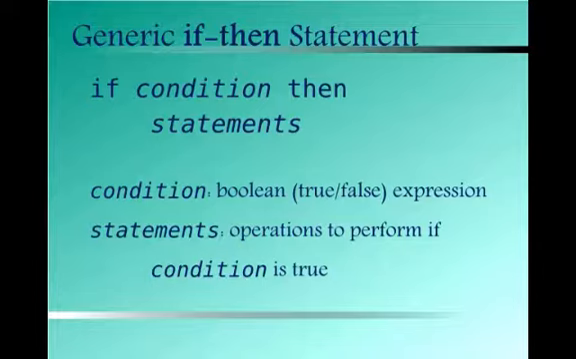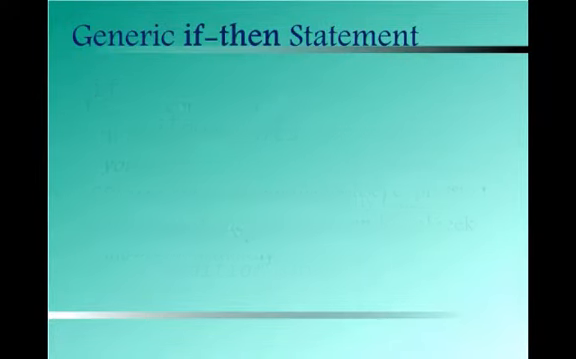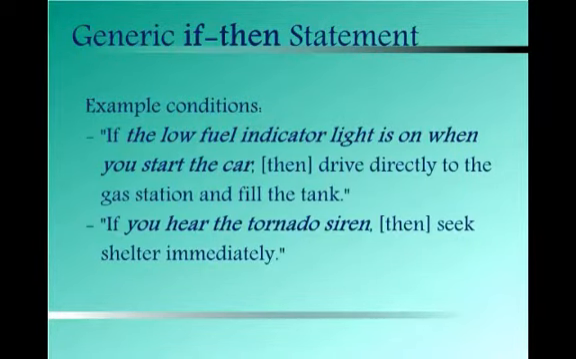Condition is a Boolean expression. In other words, one which is either true or false. In the examples just given, the conditions were the low fuel indicator light is on when you start the car, and you hear the tornado siren. Each of these is either true or false at the relevant moments in time. The statements following then are the operations to be performed if the condition is true. Note that neither example actually includes the word then, but both of them have an implicit then.